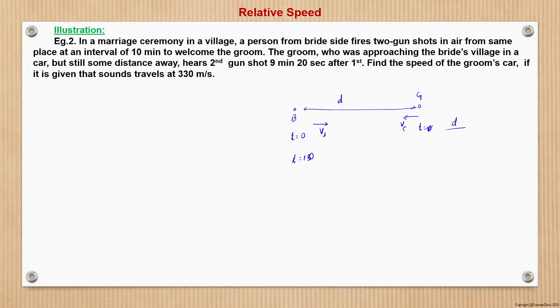So let the velocity of car be vc. What is the relative speed of the sound with respect to the car? That will be vs plus vc, right? We can say so. So the time taken by the sound to reach from point b to point g is nothing but d upon vs plus vc. So at this point of time, groom hears the first shot.